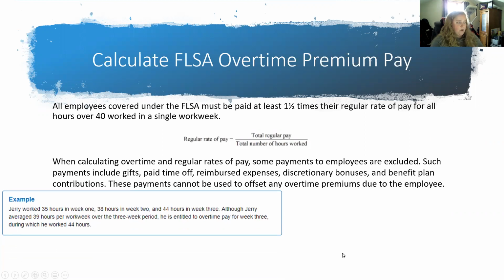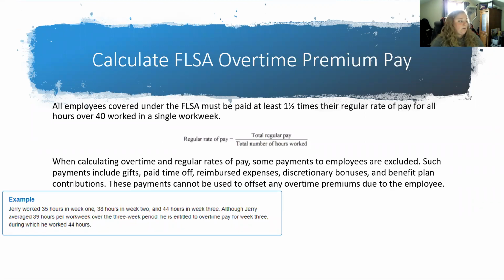So Jerry worked 35 hours in 1 week, 38 hours in week 2, and 44 hours in week 3. Although Jerry averaged 39 hours per week over the 3-week period, he is entitled to overtime pay for week 3, during which he worked 44 hours.